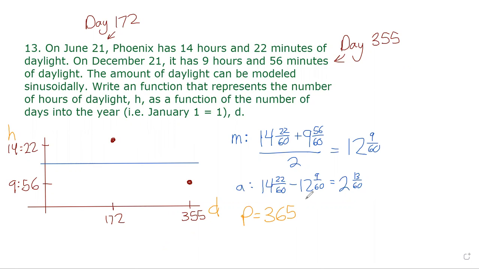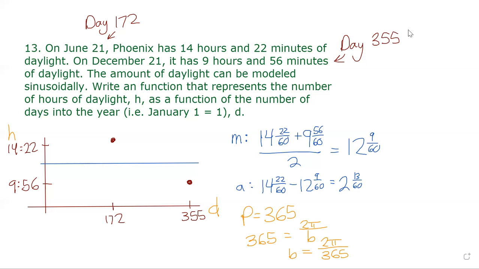So if we're thinking about the things that we actually need to make the equation, we need the midline, the amplitude, the period, and then to find B from that, and then the horizontal shift. So to find B, we can do period equals 2 pi over B, multiply both sides by B, divide both sides by 365, and we get B equals 2 pi over 365. So we've got midline, amplitude, and B. And the trickiest thing on a lot of these is the horizontal shift.